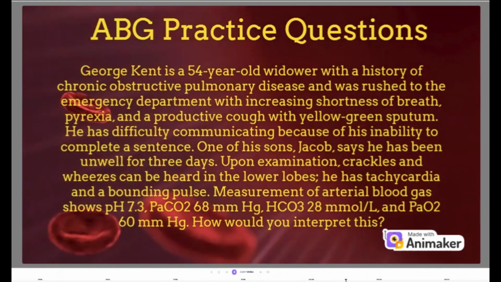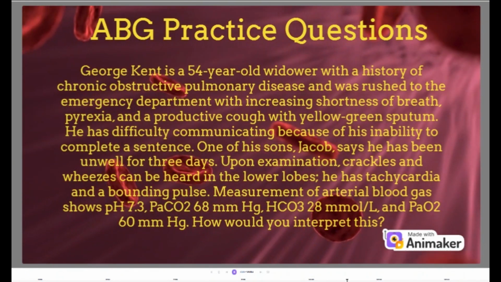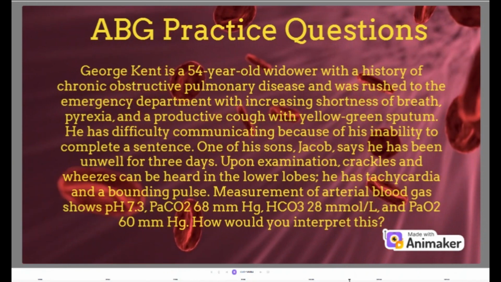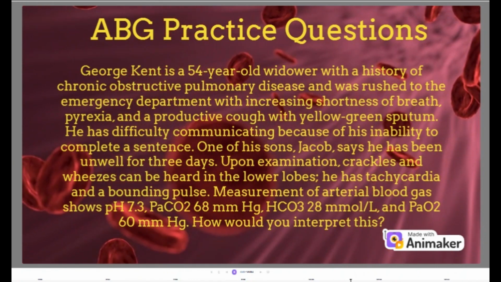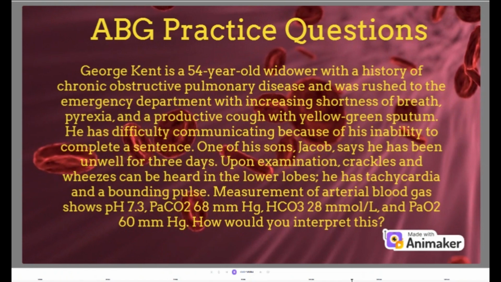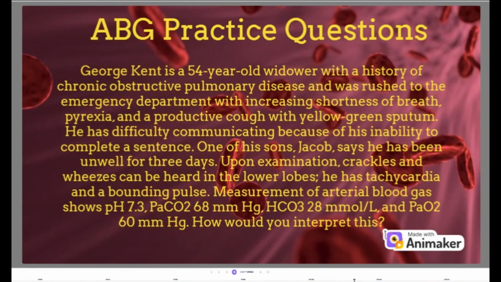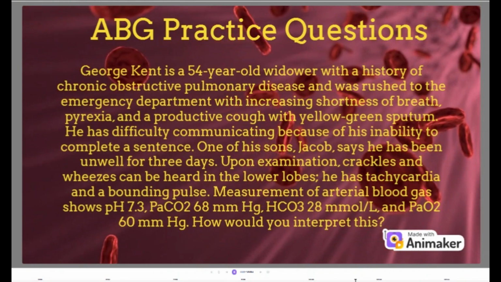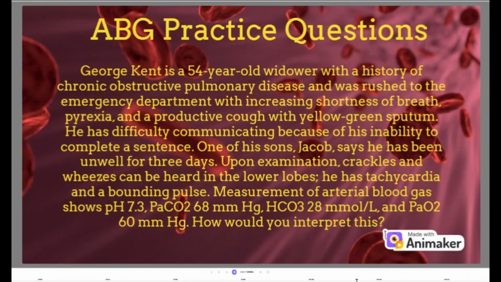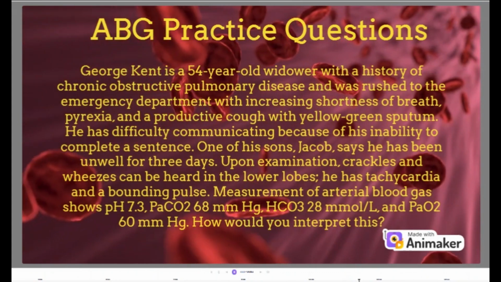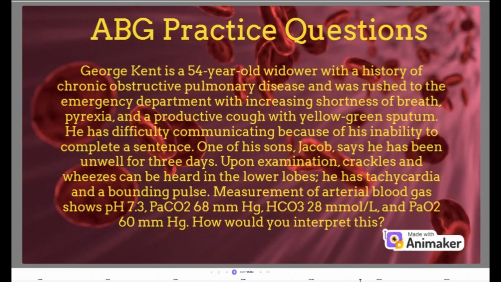George Kent is a 54-year-old widower with a history of chronic obstructive pulmonary disease and was rushed to the emergency department with increasing shortness of breath, pyrexia, and a productive cough with yellow-green sputum. He has difficulty communicating because of his inability to complete a sentence. One of his sons, Jacob, says he has been unwell for 3 days. Upon examination, crackles and wheezes can be heard in the lower lobes. He has tachycardia and a bounding pulse.